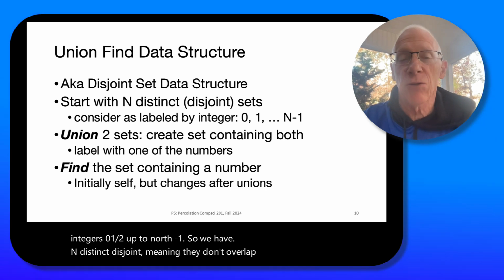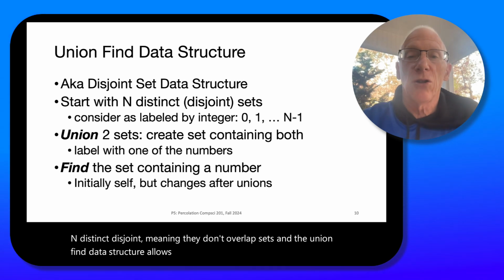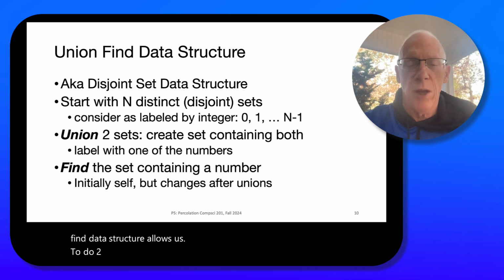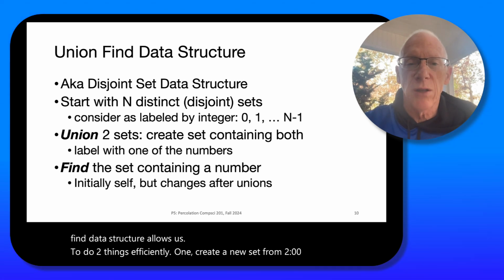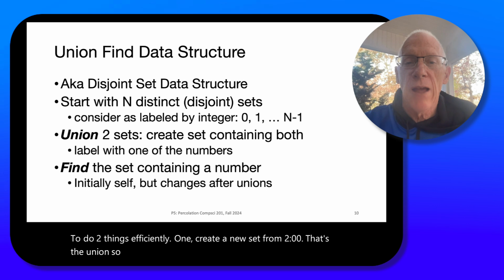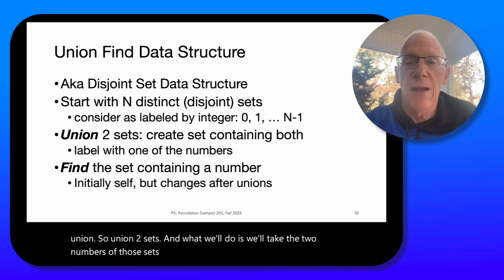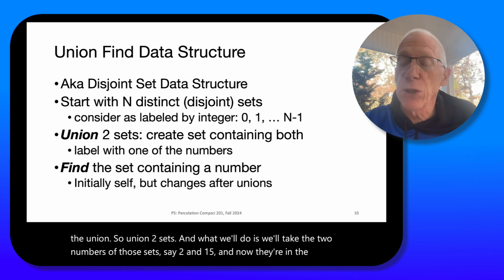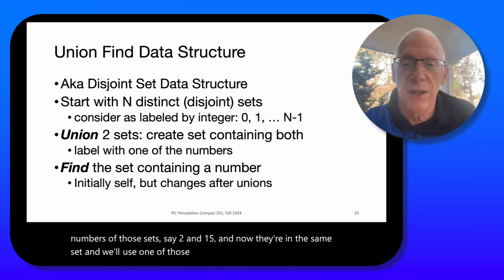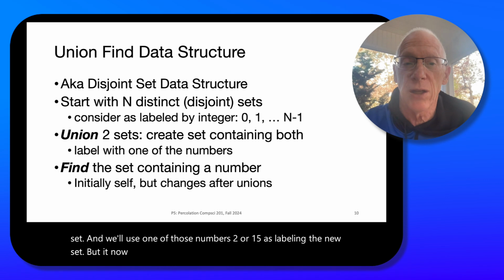And the union find data structure allows us to do 2 things efficiently. 1, create a new set from 2. That's the union. So union 2 sets. And what we'll do is we'll take the 2 numbers of those sets, say 2 and 15, and now they're in the same set, and we'll use one of those numbers, 2 or 15, as labeling the new set. But it now has 2 numbers in it.